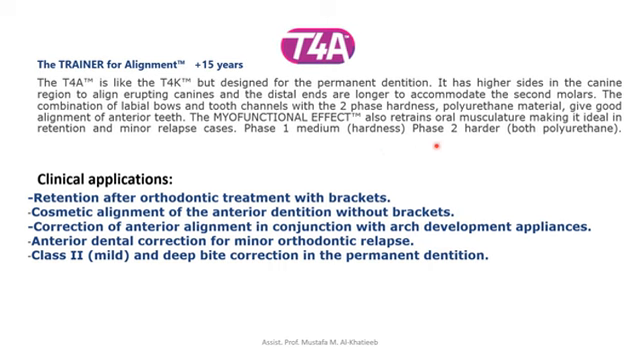Phase 1 has medium hardness, while phase 2 is harder than phase 1. Both of them are made from polyurethane. Clinical application: retention after orthodontic treatment with brackets, cosmetic alignment of anterior dentition without brackets, correction of alignment in conjunction with arch development appliances, anterior dental correction for minor orthodontic relapse, and also mild class 2 and deep bite correction in the permanent dentition.